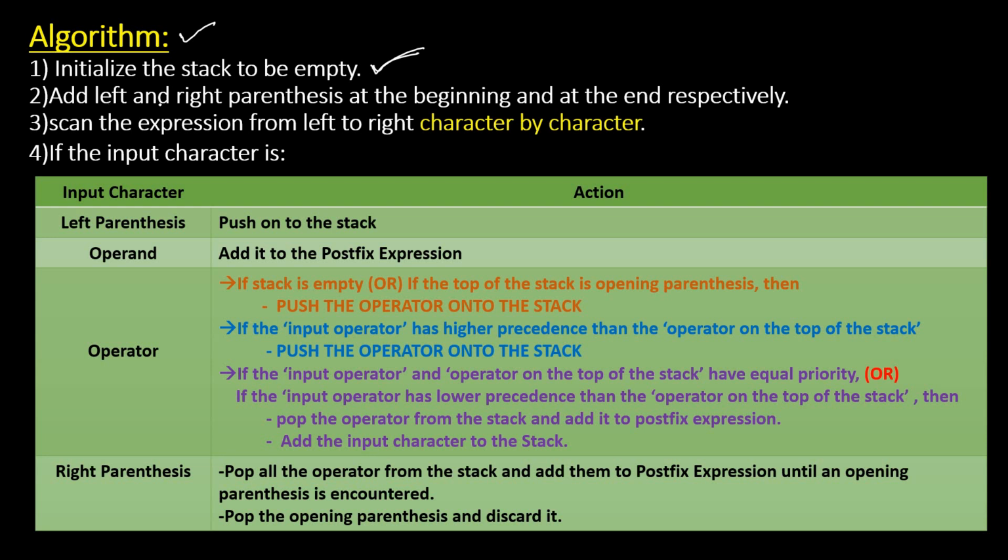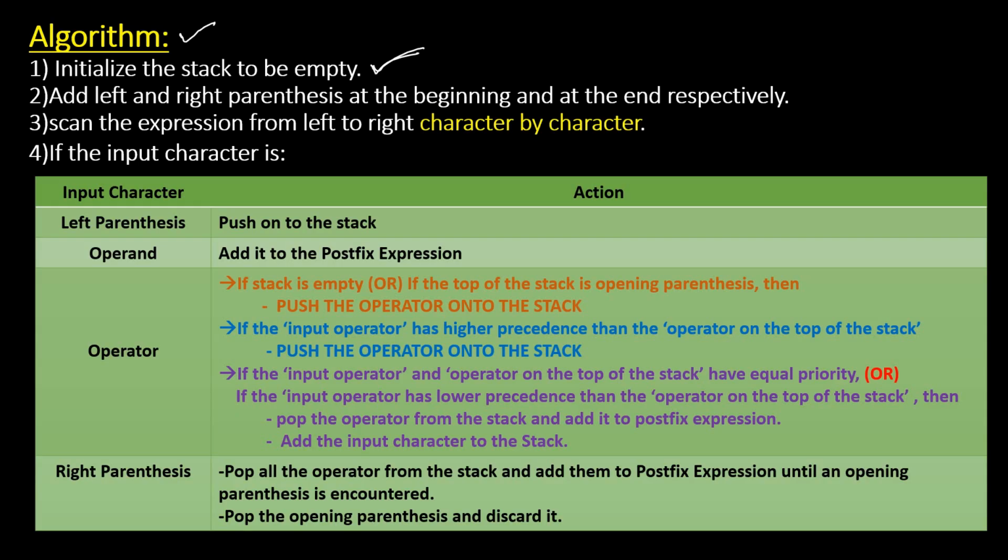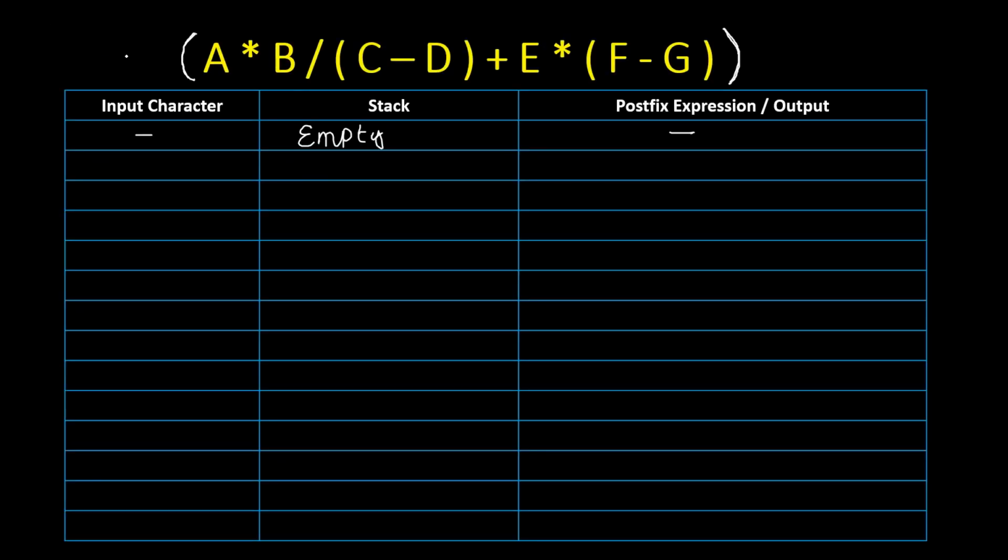See the second step. Add left and right parentheses at the beginning and at the end of the expression respectively. That means you add one left parenthesis here. You add one right parenthesis at the end. Next step. Scan the expression from left to right, character by character. That means start from left, consider character one by one, and do the process until the last character.